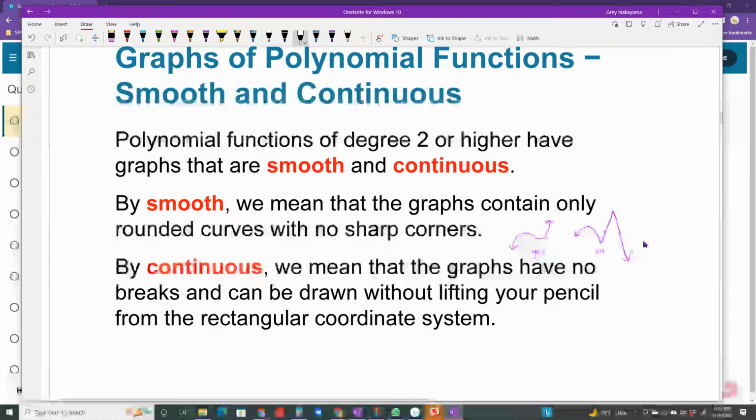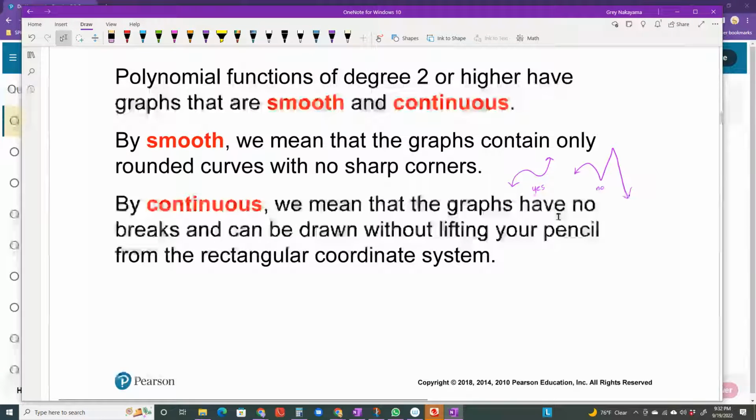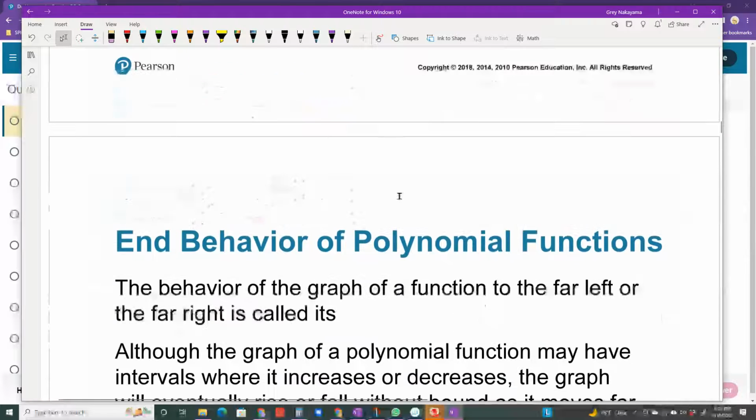Continuous means that you can draw the whole thing, and I've already been talking to y'all about this. Draw the whole thing, start at the left arrow, go all the way to the right arrow without picking up your pencil. So an example of one that is not continuous would be something like this, which is what we had in our piecewise functions, okay? But everything we're going to be graphing is going to be something like that. It'll be smooth and continuous.